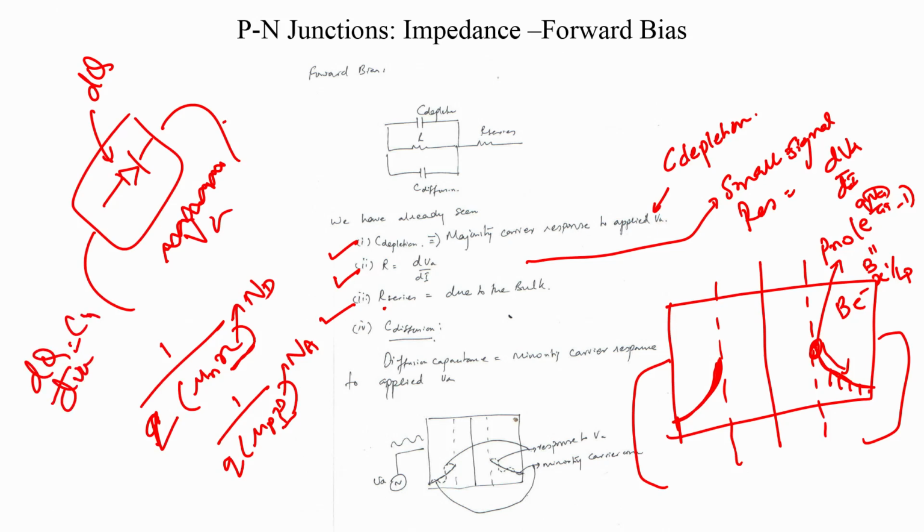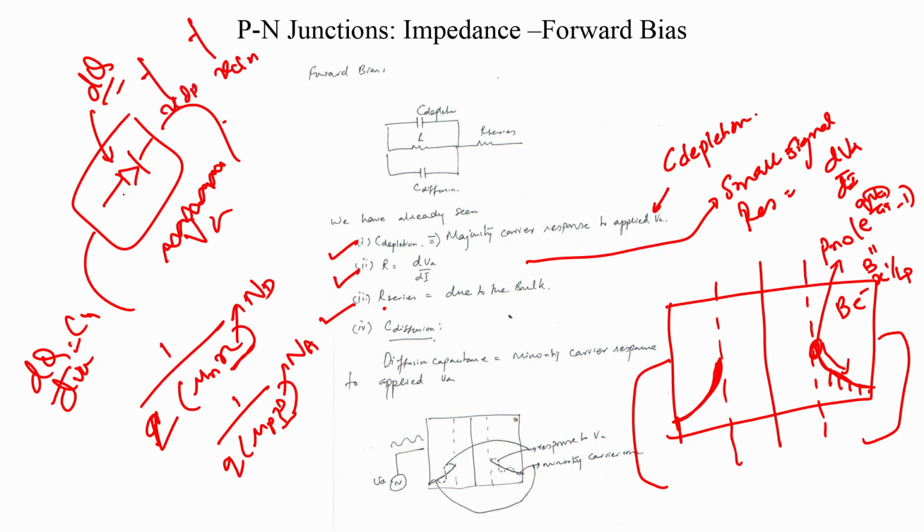In reverse bias there were no minority carriers being injected. It is not considered at all, because the current is purely drift based and we really never worried about the injected minority carriers. Therefore the only capacitance we considered in reverse bias was the depletion capacitance. We never bothered about this new component, the diffusion capacitance, and therefore this dQ was only due to the movement of xdn and xdp.